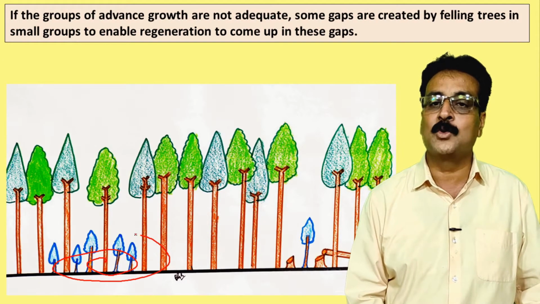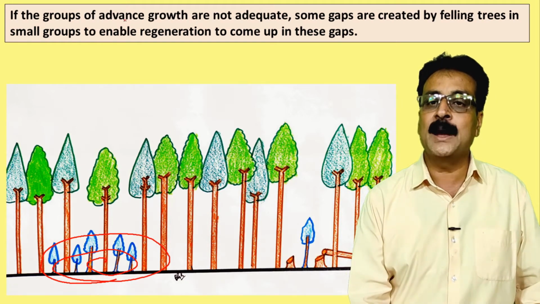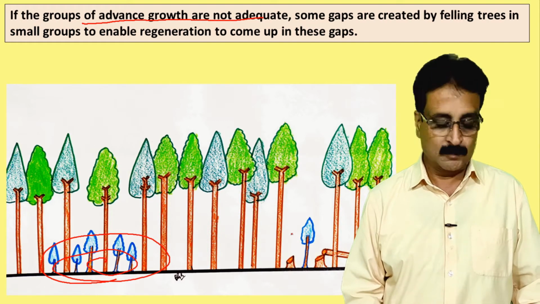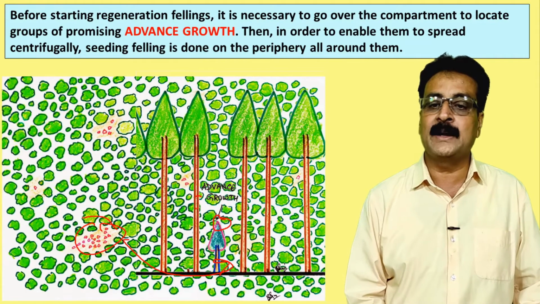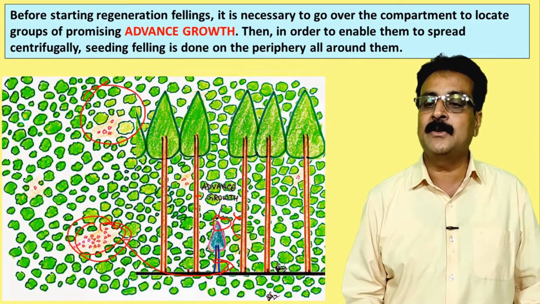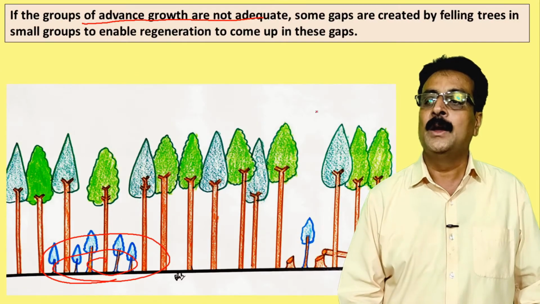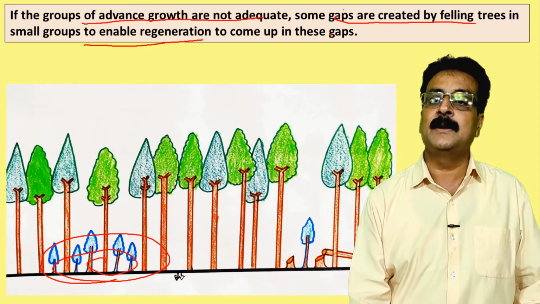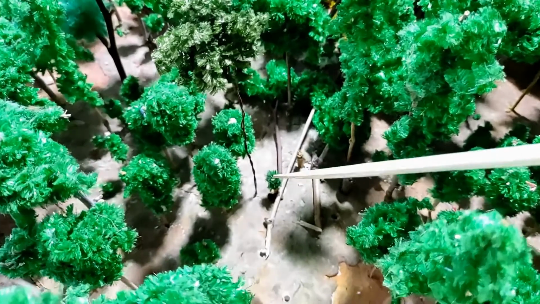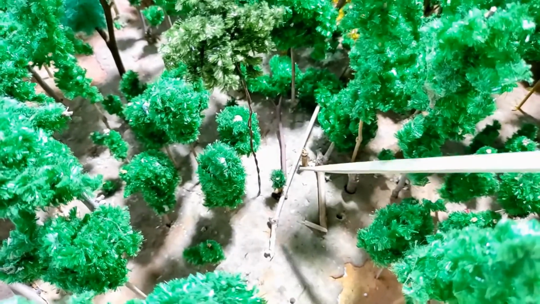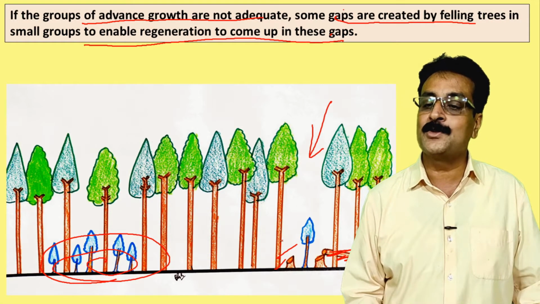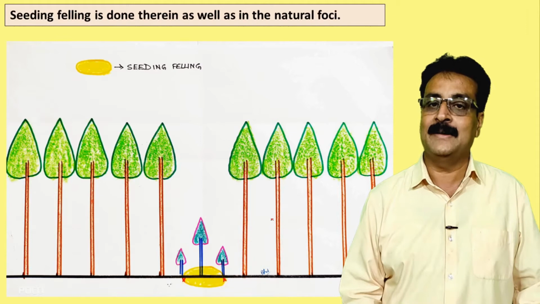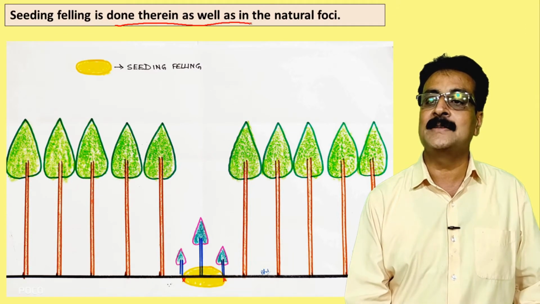So this is for advanced growth, and if these groups of advanced growth are not adequate, suppose let's go to this forest. Here we are getting advanced growth, here we are getting advanced growth, on this side we are not getting advanced growth. So what we will do is create some gaps by felling trees in small groups, to enable regeneration to come in these gaps. So we will fell trees here and there, so that we admit some light and wait for the regeneration to come. As the regeneration comes, here also we'll start doing the seeding felling, secondary felling, final felling. So seeding felling is done there as well as in the natural foci.